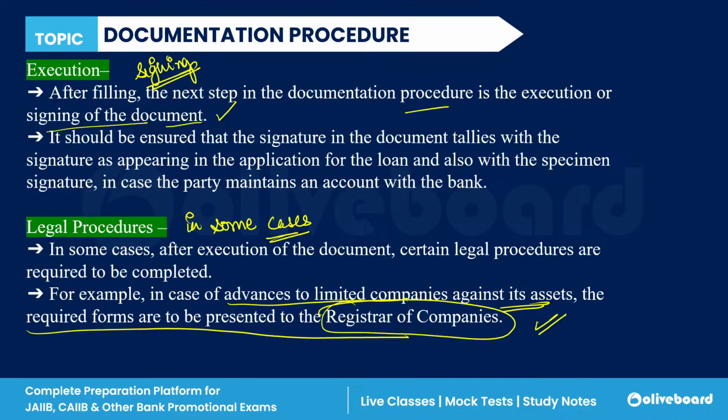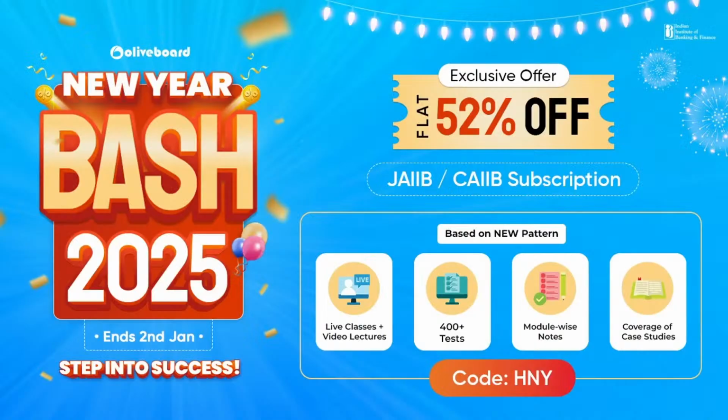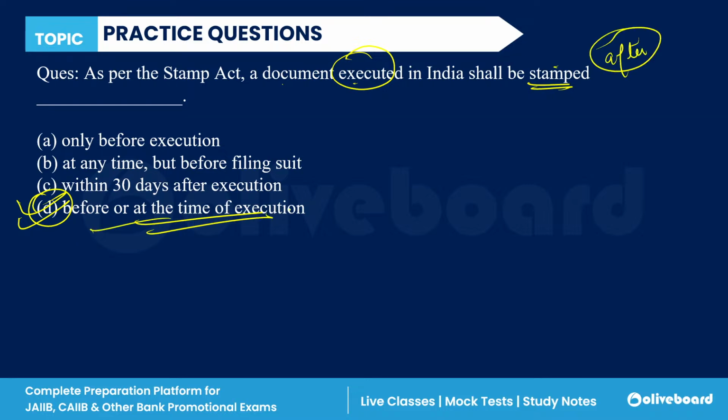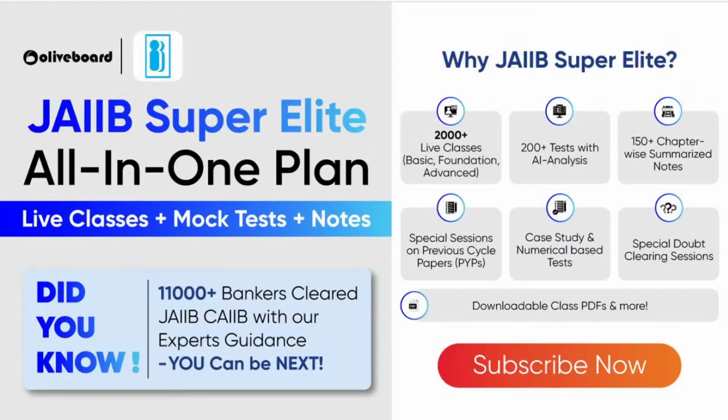After the stamping, execution is, okay. So after the stamping, before or at the time of execution. So yes, a document executed in India shall be stamped before or at the time of execution. So it is before and or at the time of execution. So D is the correct answer. Clear? So this is the complete chapter.